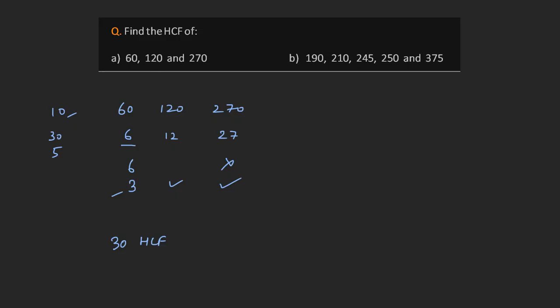Anyway, here's the next problem. Find the HCF of 190, 210, 245, 250, and 375. What do you do with this one? Well, 190 is the smallest number, so you can start with the factors of 190. Or you could divide all of these numbers by a common factor, maybe 5, so that the numbers become smaller and easier to work with.